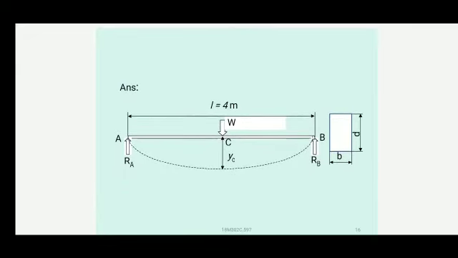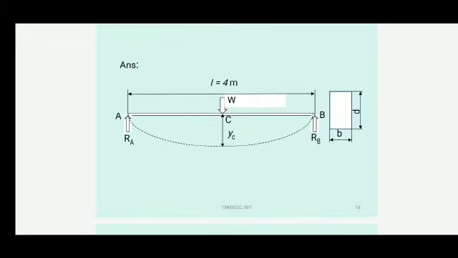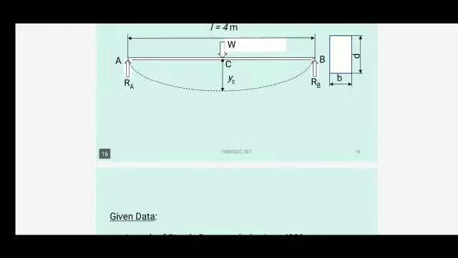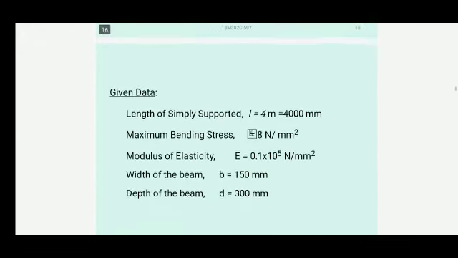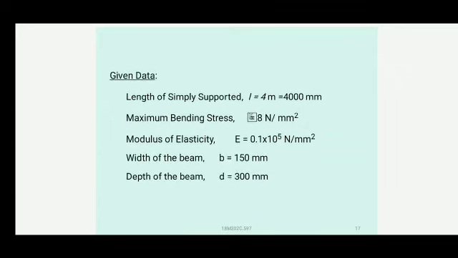According to the problem, we can draw a simply supported beam. The point load W will act at the middle of the span. The length of the beam is 4 meters. At the ends, the reactions will be RA at A and RB at B. The maximum deflection is at the center. Width of the beam is B, depth of beam is D, as shown in the figure. The point load acts at the middle of the span.